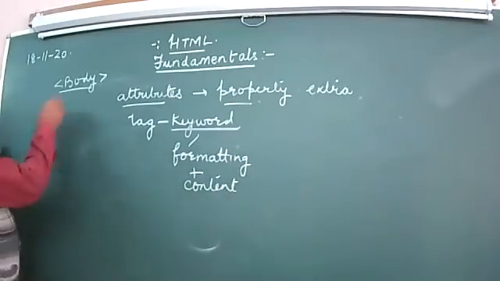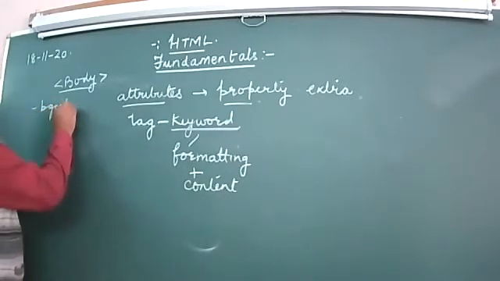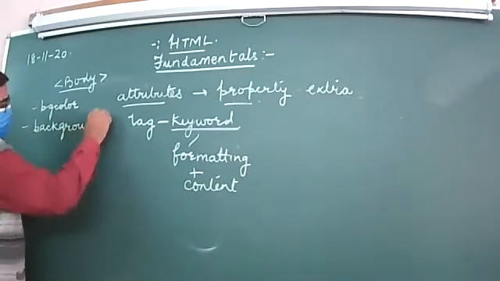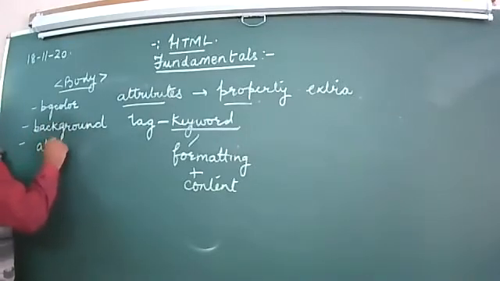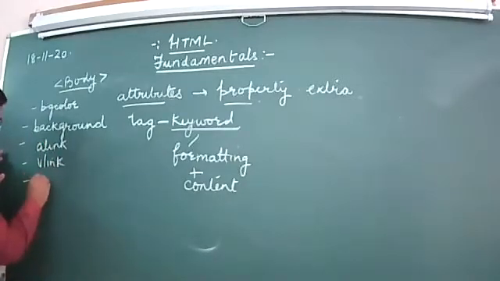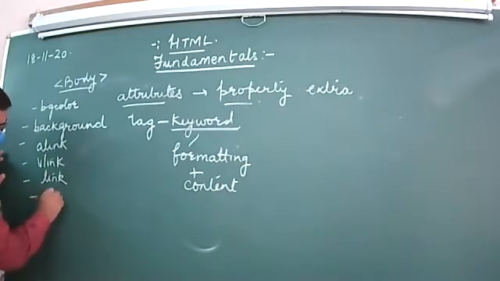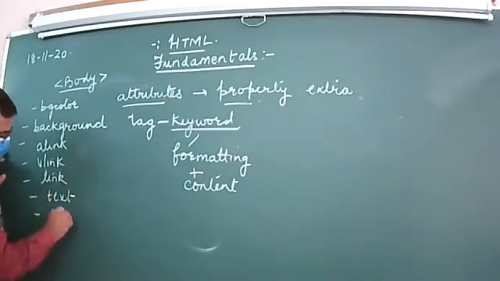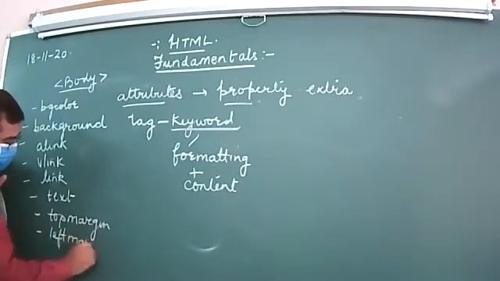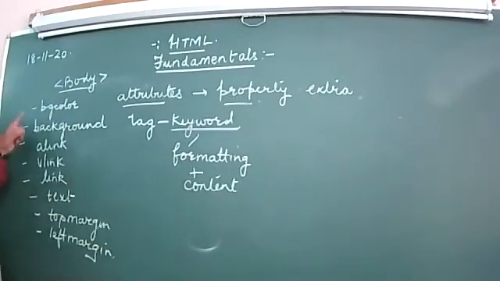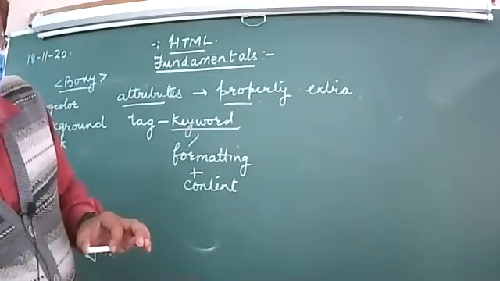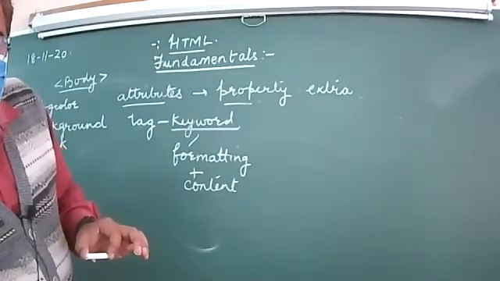So what are the attributes of the body tag? BG color, background, A-link, V-link, link, text, top margin, left margin. These are the attributes of the body tag, right? Now, if I ask you to define the attributes in one line, how can we define our attributes?